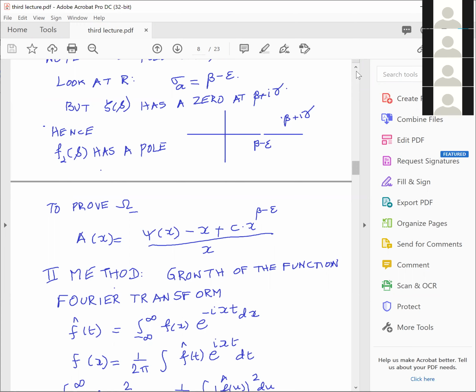Excuse me, sir. I just missed this one. Sir, we have proved that sigma equal to beta is a pole for this function. So how are we concluding from Landau's theorem, sir? Can you repeat it again? I just missed that.